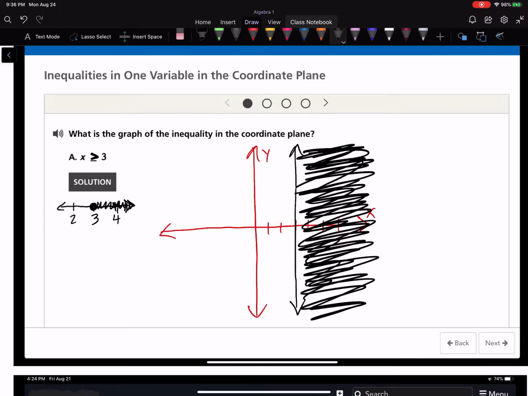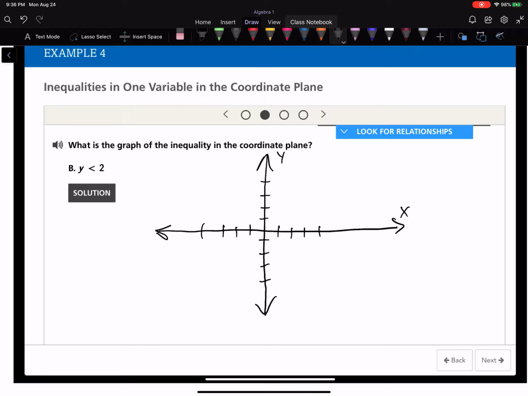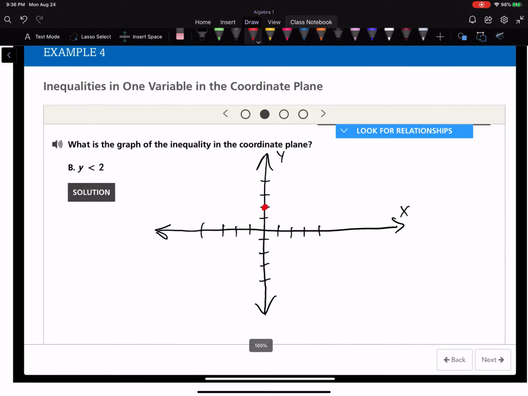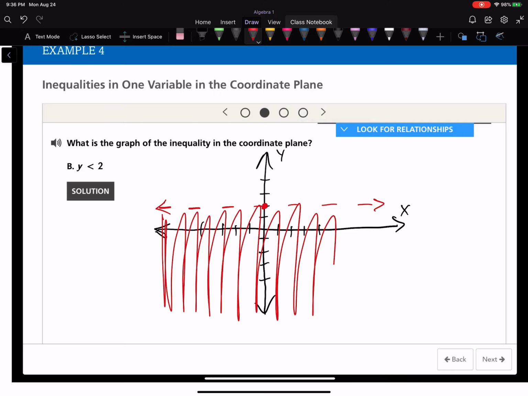You can also do just y. So y is less than 2. So again, I go up on the y-axis to 2. This time it is a dotted line because it's just less than, so I draw a horizontal line for the y's. Y's are horizontal, x's are vertical, okay? And we can go up or down here. So it's less than, so we will shade everything below that line.